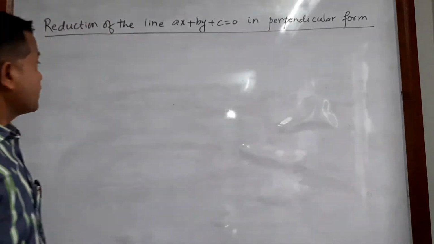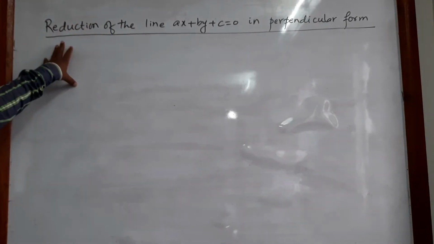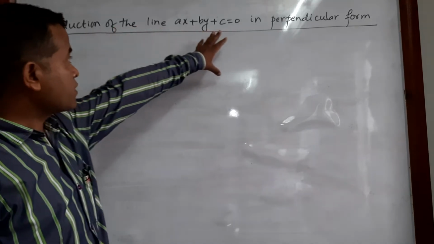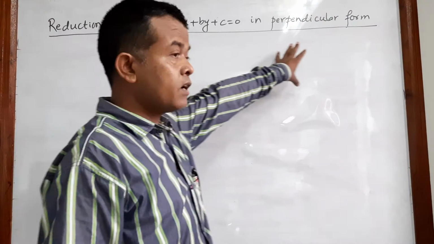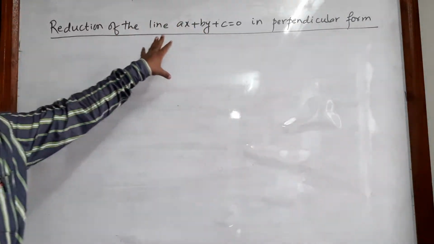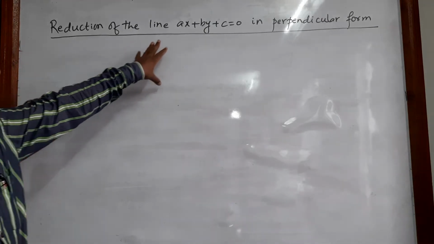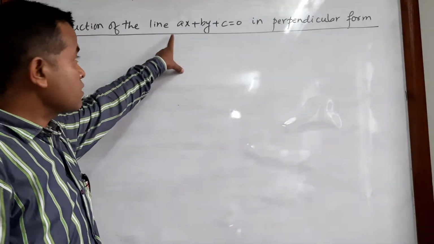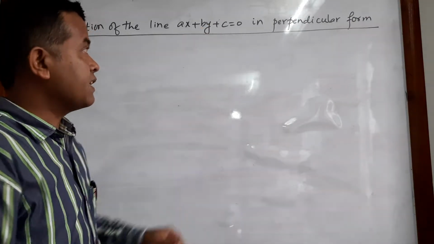So today in my class I am teaching you to reduce the line ax plus by plus c equal to 0 into perpendicular form. To reduce this into perpendicular form, we have to divide throughout by root over a square plus b square on both sides.